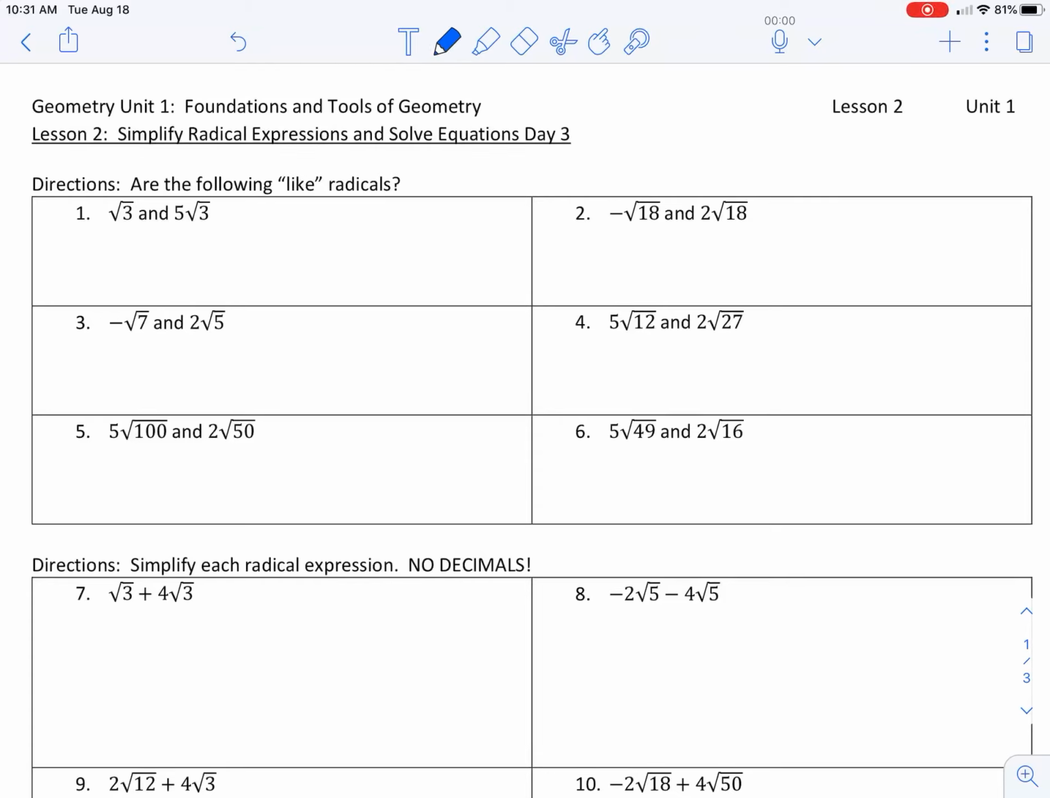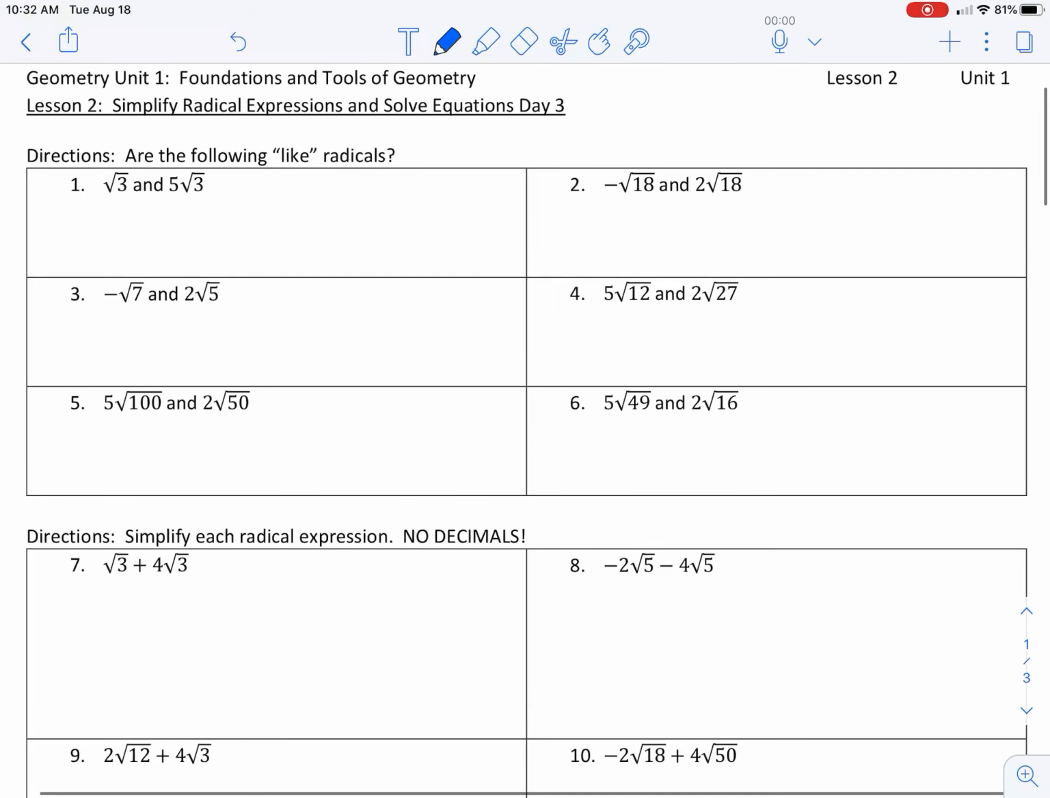Okay, so we are on page 7 of our workbooks. We are going to be on lesson 2. We're simplifying radical expressions and solving equations, and this is day 3 of notes for this particular lesson. So, for numbers 1 through 6, we are told to determine whether these are like radicals.